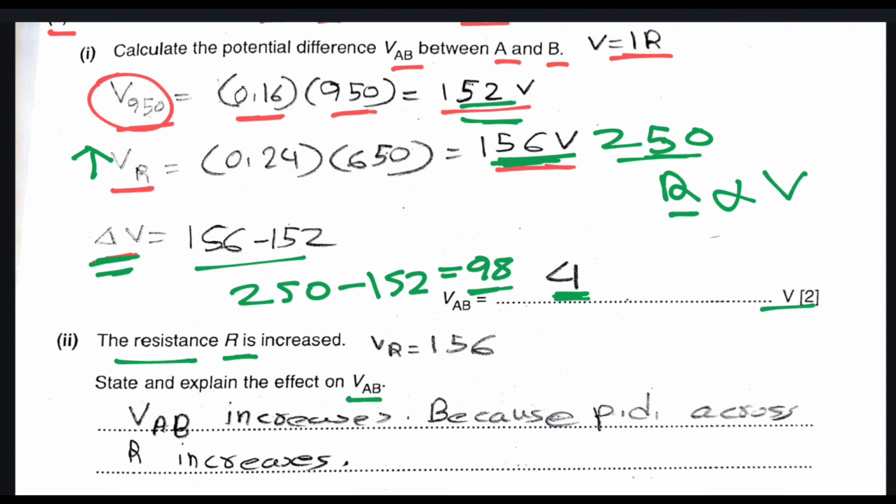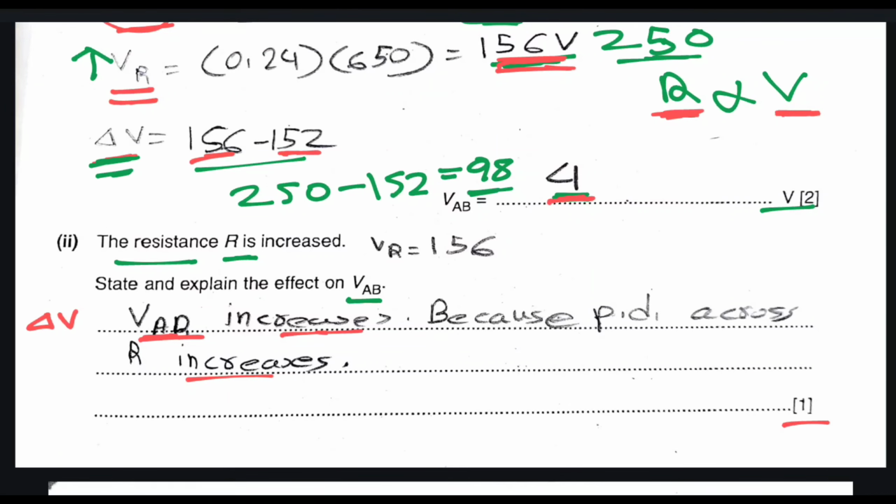That means as the resistance of R is increased, the potential difference across R also increases, that is VR also increases. Since this higher value increases, higher value minus lower value would give a larger difference, that is, the difference would be greater than 4. So the difference, that is VAB, that is del V, increases since the potential difference across R increases. This is a 1 mark question.